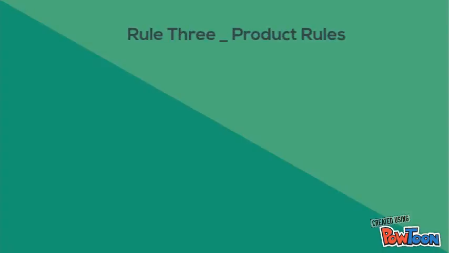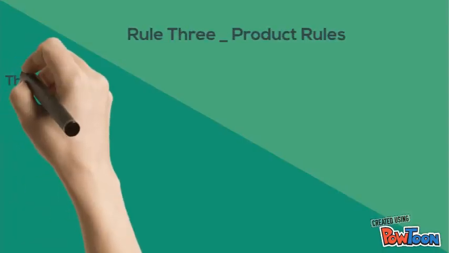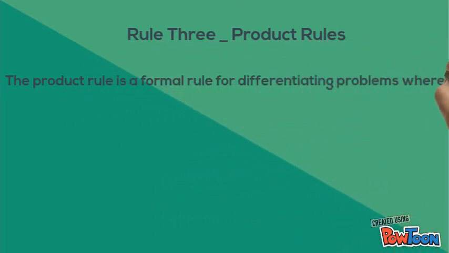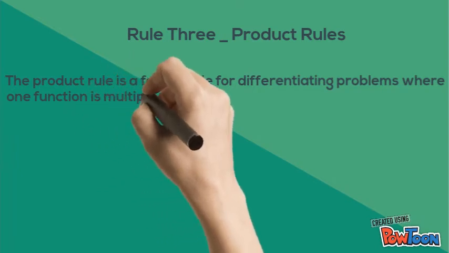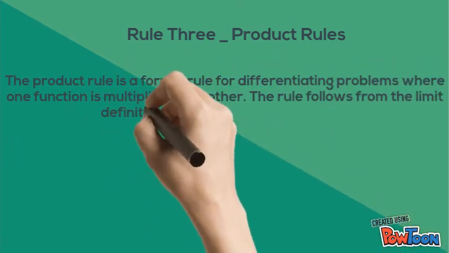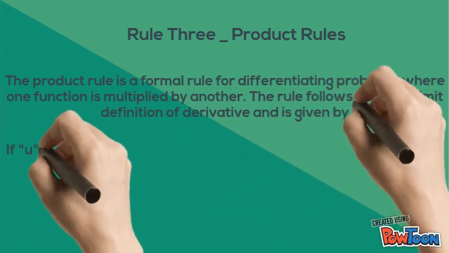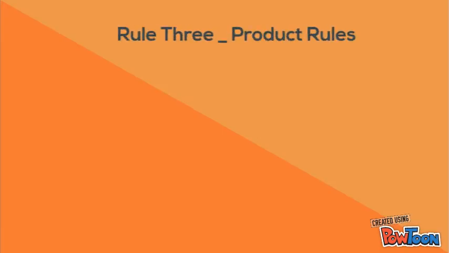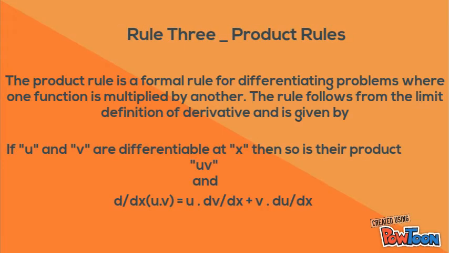Rule 3. Product rules. The product rule is a formal rule for differentiating problems where one function is multiplied by another. The rule follows from the limit definition of derivative and is given by: if u and v are differentiable at x, then so is their product uv, and d/dx (uv) = u dv/dx + v du/dx.